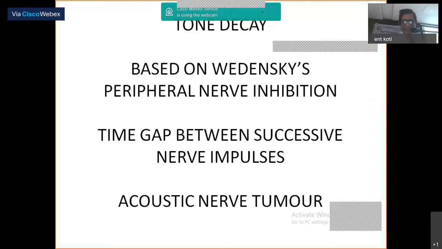So it is very commonly diagnosed earlier as acoustic nerve tumor, or a vestibular schwannoma. I wrote acoustic deliberately so that I can point out that it is not acoustic, it's the vestibular schwannoma which is causing pressure.